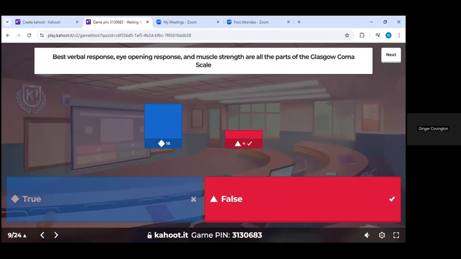I won't make you score those, but just be familiar with the three categories that we're assessing and what it is that we're assessing for.